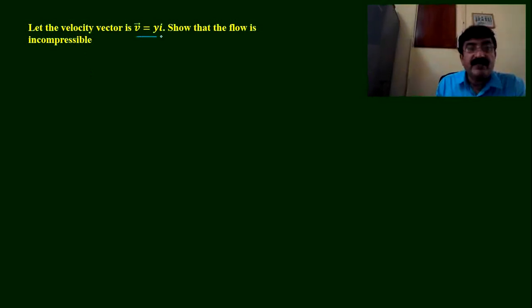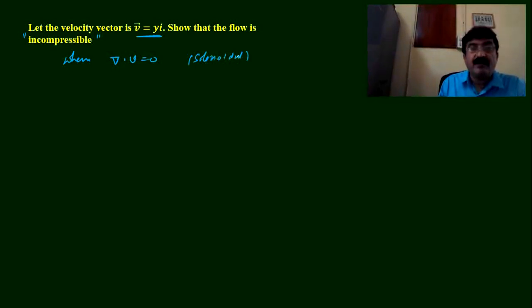Let velocity be equal to y i. Show that the flow is incompressible. When do we say the flow is incompressible? Only when the divergence of the given vector is equal to 0. It is also called solenoidal.